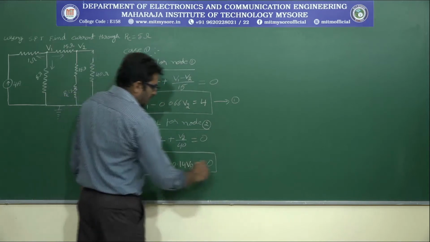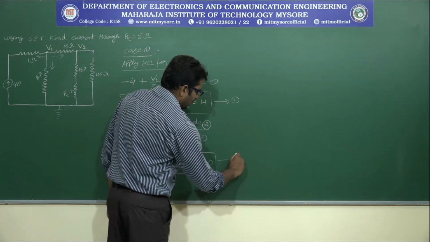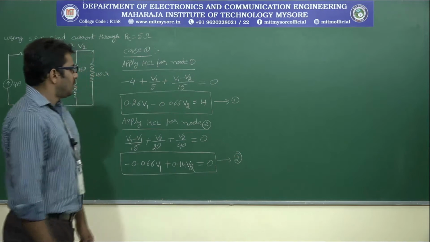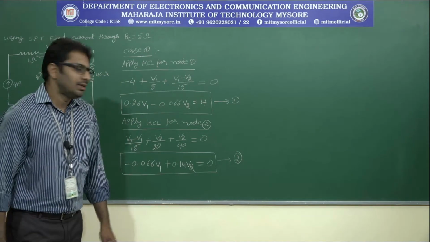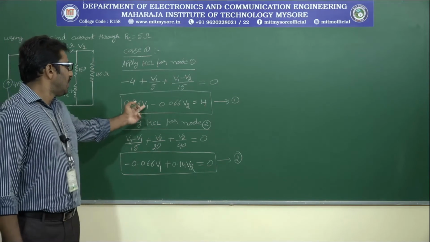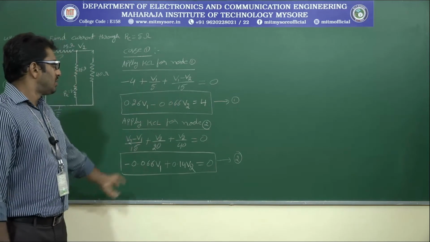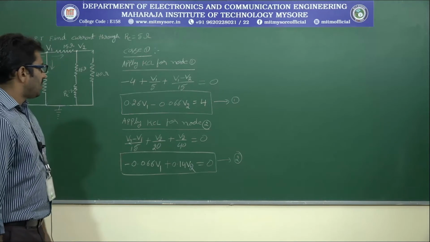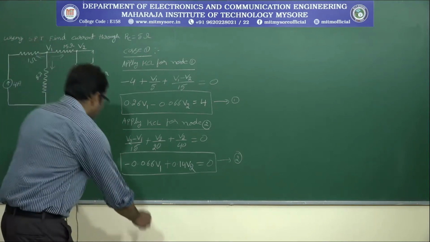Okay. Next, call it as equation 2. So, right now we have 2 equations, right? 2 equations with 2 variables. What are the variables? V1 and V2. Just solve these 2 equations and find out what V1 and V2 are.